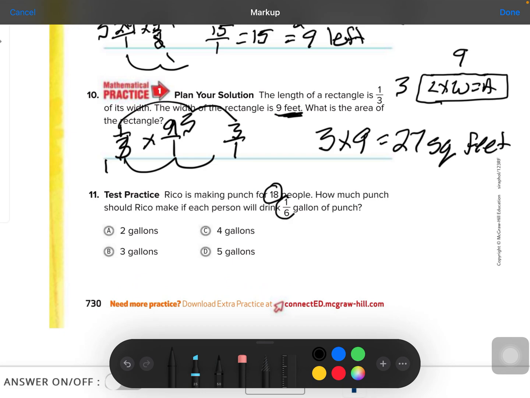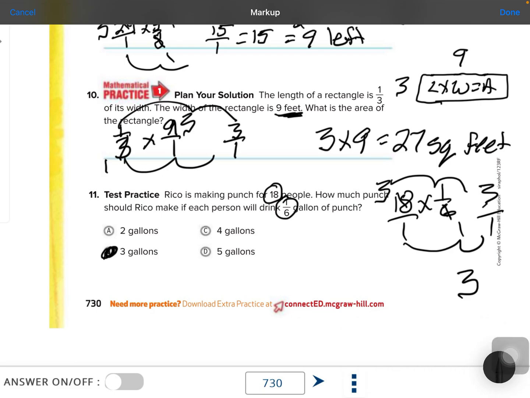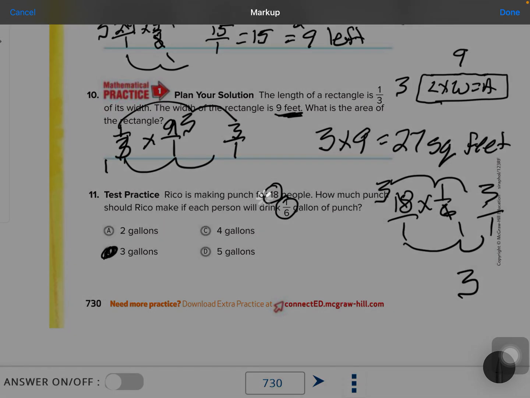Number 11, Rico's making punch for 18 people. How much punch should Rico make if each person drinks 1/6 of a gallon? Okay, so 18 times 1/6. I know 6 will go into 6 once. 6 will go into 18 3 times. 3 times 1 is 3. 1 times 1 is 1. So my answer is 3 gallons.